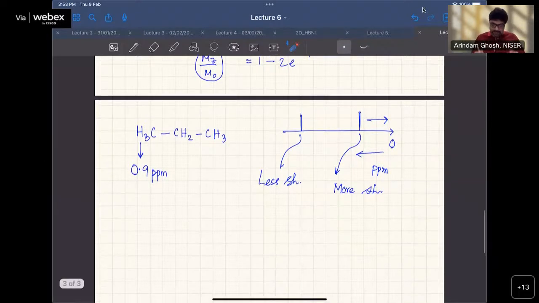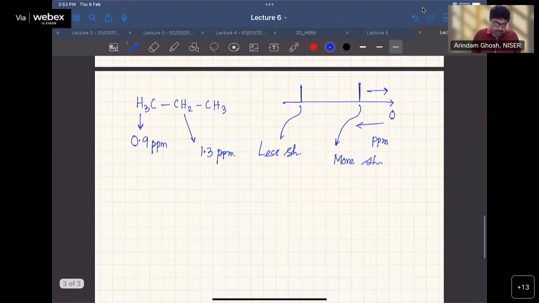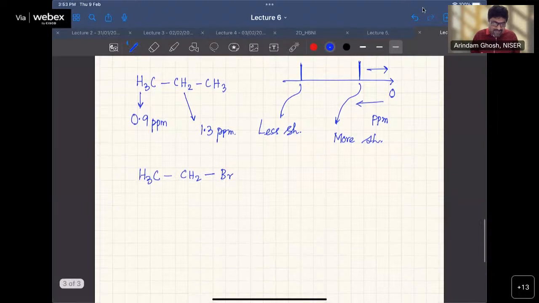So now I'll be coming to this particular thing. I have 0.9 ppm, and if you take this particular proton, it comes at 1.3 ppm. Okay, fine. Now if I have ethyl bromide, you take the same CH3 and then a CH2, and you replace this by a bromine, then this one comes at 1.7 ppm, and this particular proton comes at 3.5 ppm.